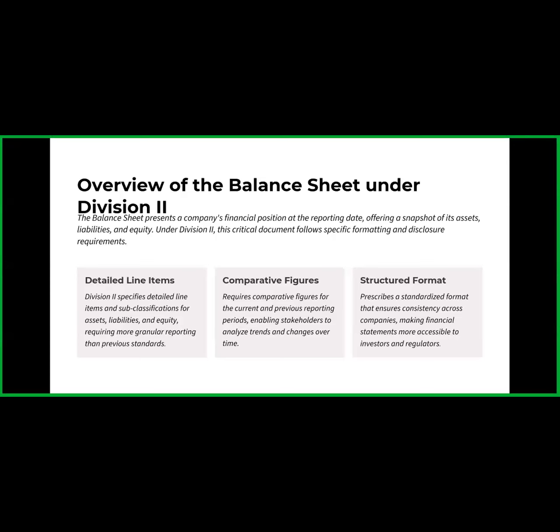There are three specifications given under the Amendment 2015, the first being the detailed line items. The Division specifies the detailed line items and the sub-classification for assets, liabilities, and equity. We sub-classify under different headings. We classify the assets into current assets and non-current assets, and the liabilities into current liabilities and non-current liabilities, and equity. This requires more granular reporting than the previous standard. When we classify this, we see the main headings, and we will also have some other required data.